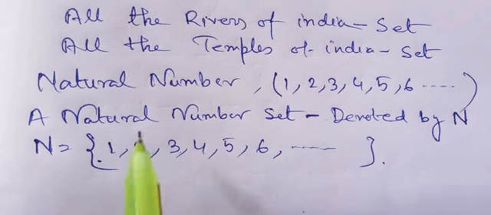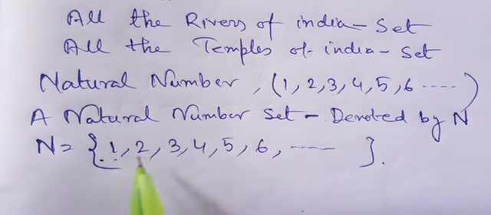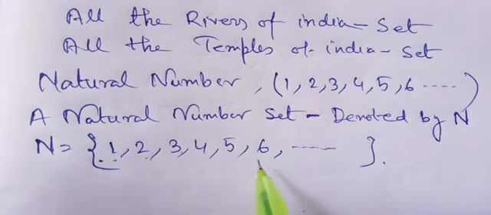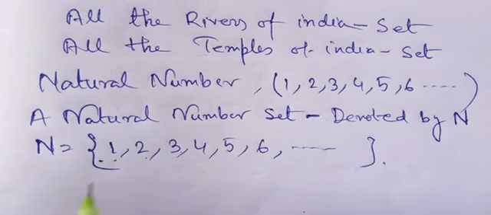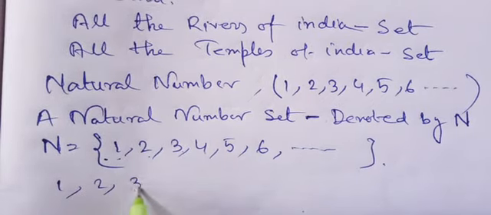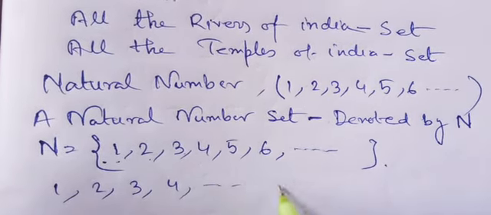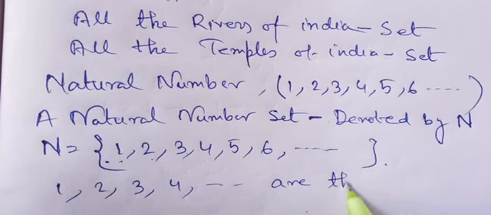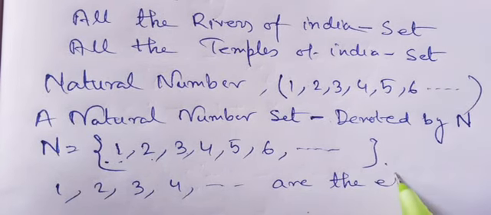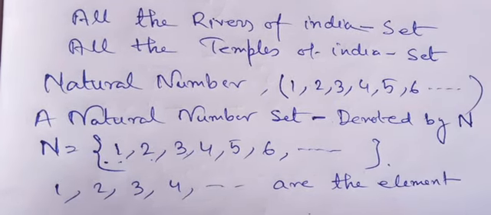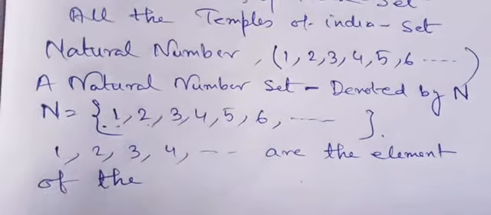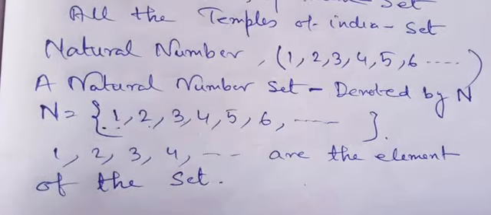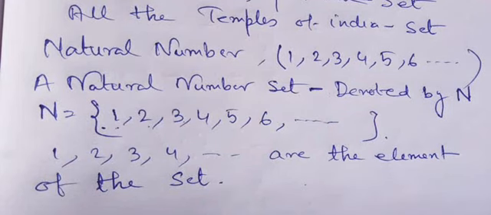So we can say that every number that belongs to the given set is called an element of the set. So here 1, 2, 3, 4 are the elements of the set. Okay, the set means the natural number set.